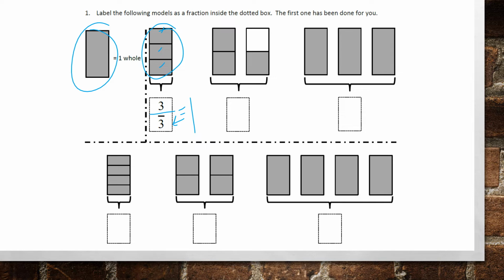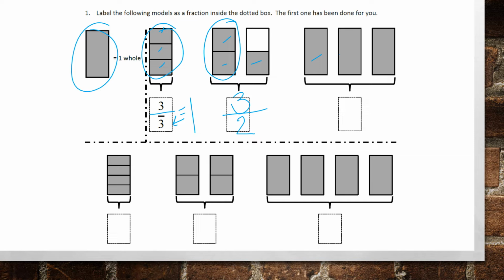So on the second one, I do see that I have 2 wholes, but not all 2 of the wholes are shaded in. I have to look at one of the wholes to decide what my denominator is. What's the name of the types of parts? Those are halves, so we represent with a 2 in the denominator. There are 3 halves shaded.